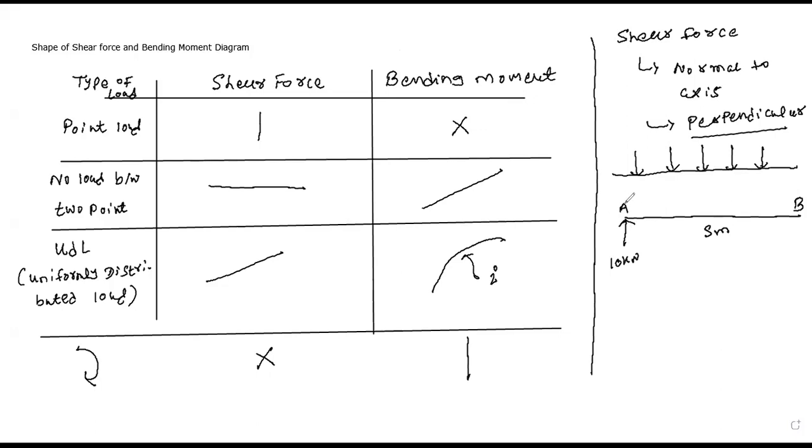Now my intent is to calculate shear force at point A. To find shear force at point A, it will come only due to the point load. Yes or no? So at point A, can I say that x equal to 0? Yes or no? So what is x equal to 0? X equal to 0. That is nothing but a vertical line. Yes or no?